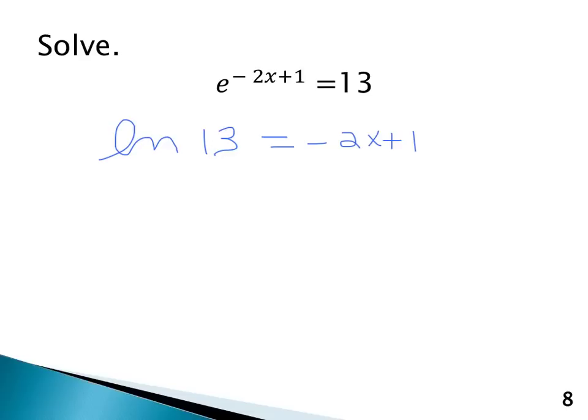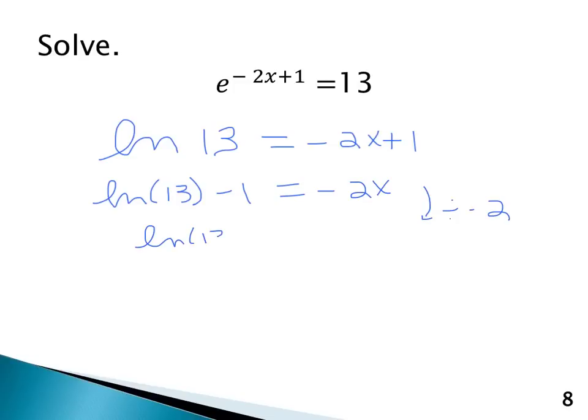So that means then we've got to get this x term by itself. We're going to subtract 1, then divide by negative 2. So subtract 1. So you get the natural log of 13 minus 1. We used parentheses here to separate that negative 1 from floating inside this logarithm. And then we get the negative 2x along for the ride. Let's divide by negative 2. And when you do that, you get the natural log of 13 minus 1 all over negative 2.